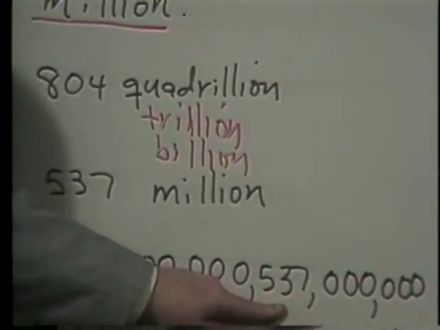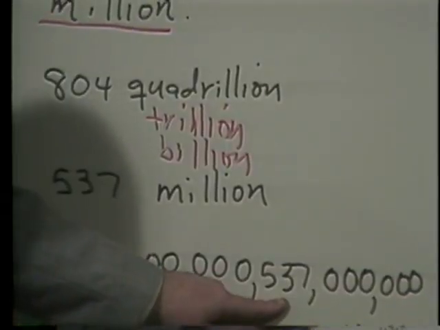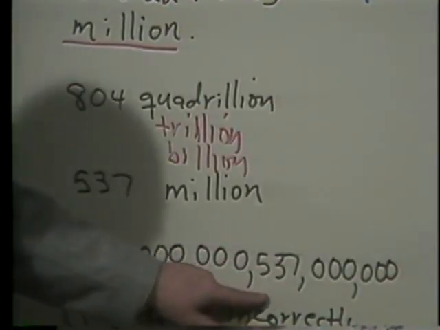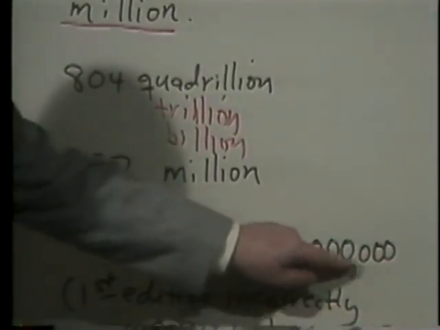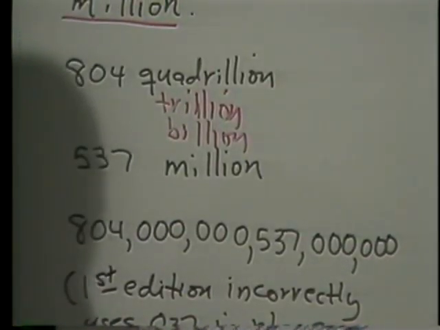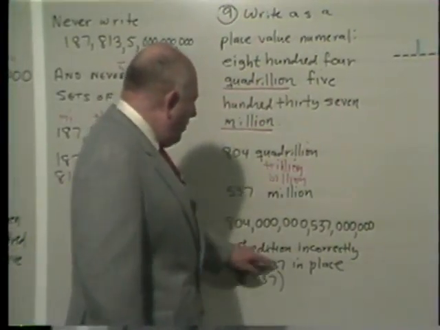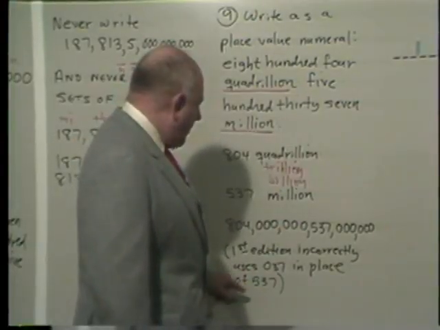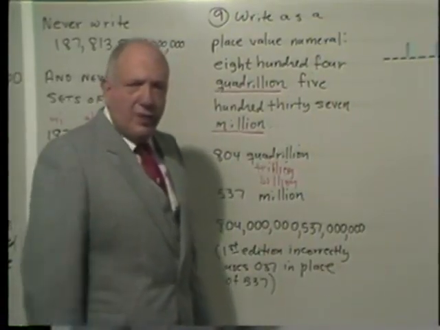How many in the millions place? 537. How do I know it's the millions place? I'm using place value now. I have to make sure the 537 modifies millions. So I say and 0 thousands and 0 units. See, 000, 000. And by the way, as an anecdote, as I was checking the study guide, I noticed that the first edition incorrectly uses 037 instead of 537. In other words, in the first edition of the study guide, the 5 is incorrectly replaced by a 0. So take that for whatever it's worth.